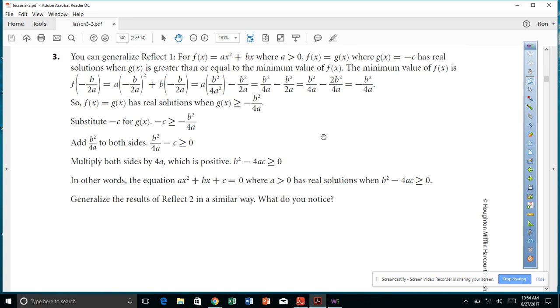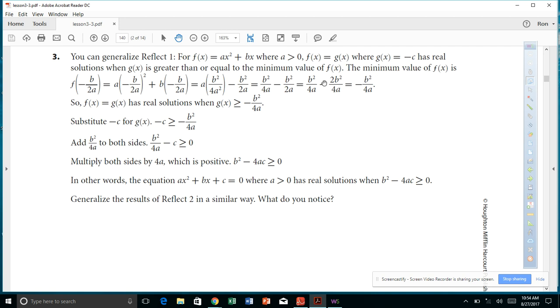You can generalize reflect 1 for f of x equals ax squared plus bx, where a is greater than 0. f of x equals g of x, where g of x equals negative c, has real solutions when g of x is greater than or equal to the minimum value of f of x.